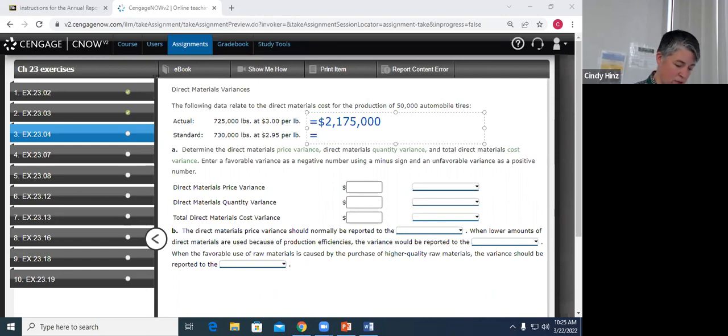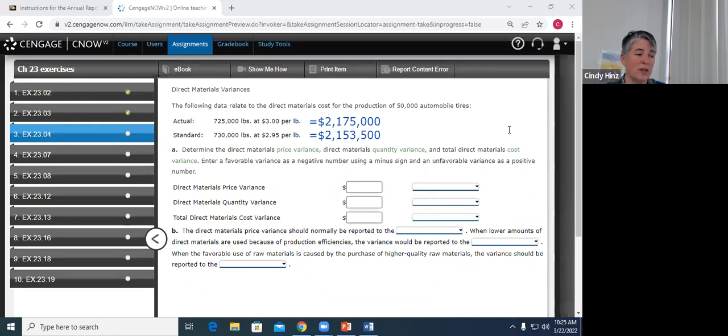Based on the standards, how much should we have spent? 730,000 pounds at $2.95. We should have spent $2,153,500. Okay. We spent 5 cents more a pound. We used 5,000 pounds less than we expected.